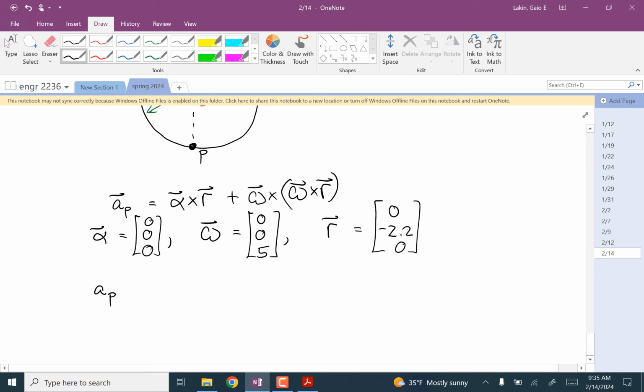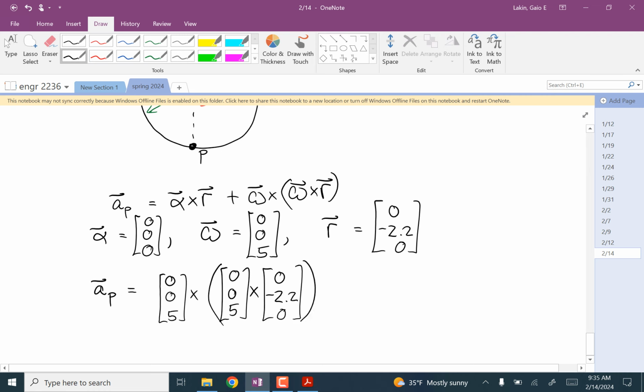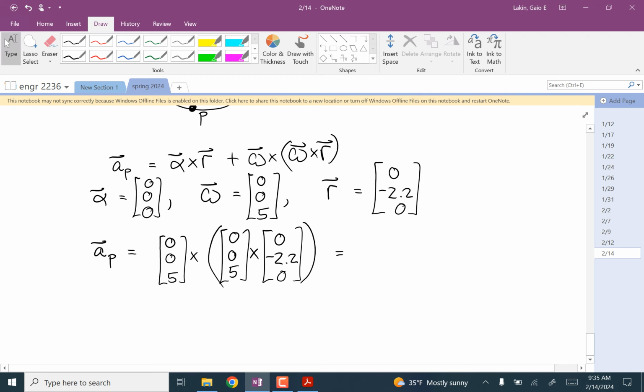And so the acceleration of this kid is 0 plus 0, 0, 5 crossed with the quantity 0, 0, 5 cross 0, negative 2.20. And if you plug that all in, you get 0, negative 55, 0. Okay, so there's his acceleration.